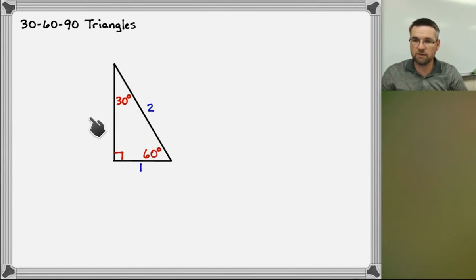So how could I find the third side? The third side, we do the Pythagorean theorem. Remember, it's leg squared plus leg squared equals hypotenuse squared. And in this case, the longest side is 2. So we'll call this side x, and we'll say x squared plus 1 squared equals 2 squared.